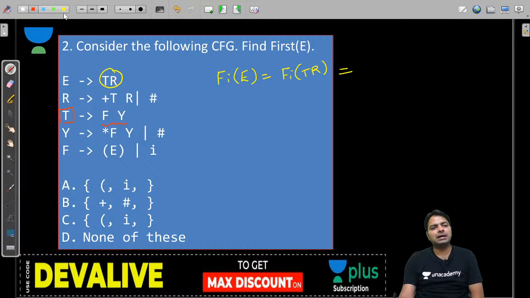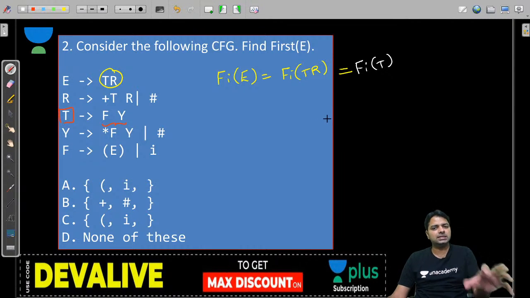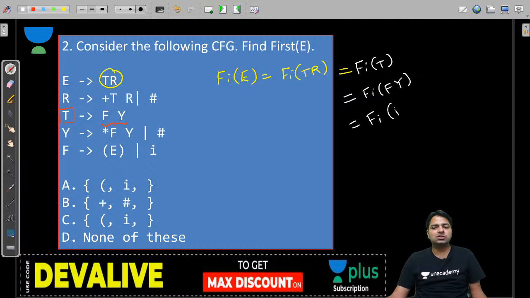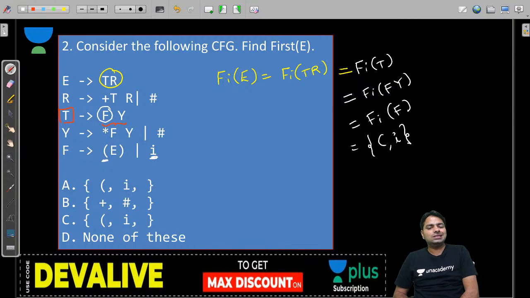Impossible. So somebody can come up with an answer: okay, it is the first of T only. But don't believe that first of TR is always the first of T; it is in this grammar only. And what is the first of T? Can I believe it is the first of FY? Yes. But is it just the first of F only? Because here F always gives something that is open parenthesis and I. Clear, guys? So this is the answer: open parenthesis, I.